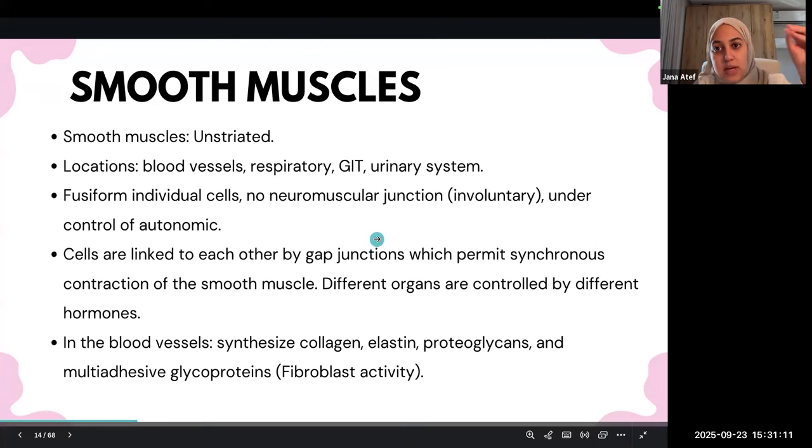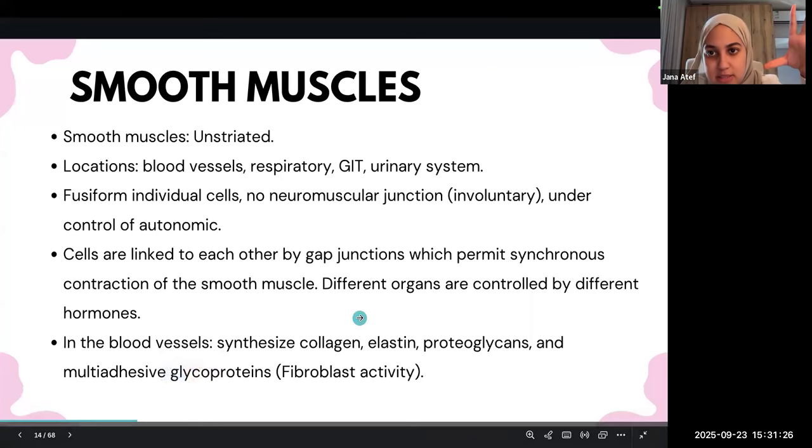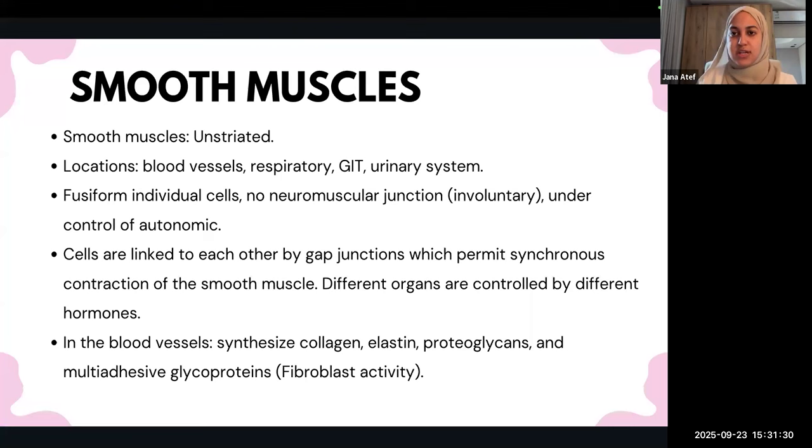So the ones in the blood vessels, this is important information. The smooth muscle cells, we said they're in the blood vessels, the arteries and the veins. They synthesize collagen, elastin, proteoglycans, and multi-adhesive glycoproteins. Basically, what that means is it has fibroblastic activity or clotting activity. You're gonna take that in CVP again. There's endothelial damage, it's gonna cause the coagulation cascade, all of that. But just know that they have special identities, okay?